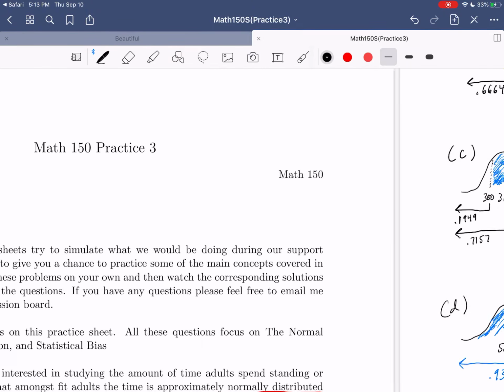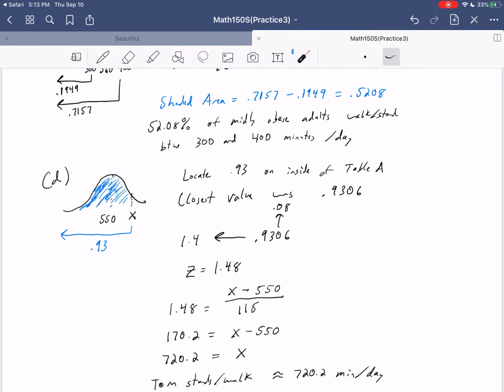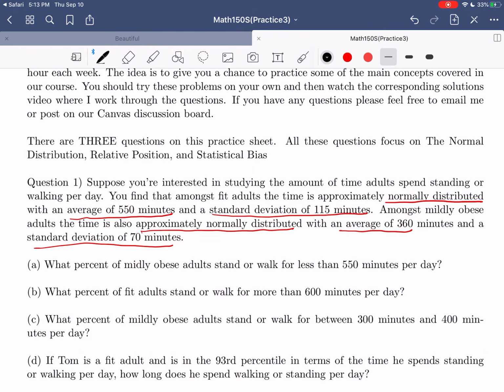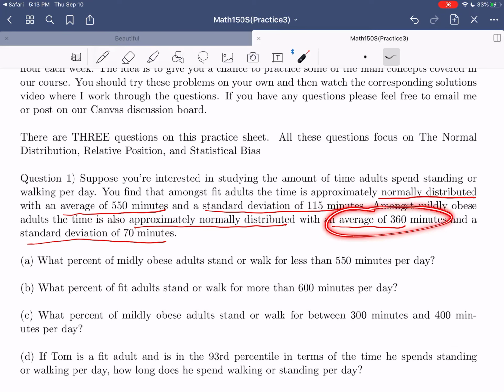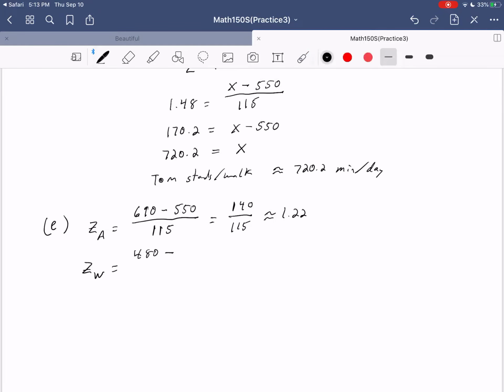Walter, on the other hand, we can see spends 480 minutes per day. So if we do that, we'd have 480 minus, but he should be compared against mildly obese adults who have an average of 360 with a standard deviation of 70. So we're going to be doing 480 minus 360 over 70, which is 120 over 70. 120 divided by 70 yields a z-score of approximately 1.71.